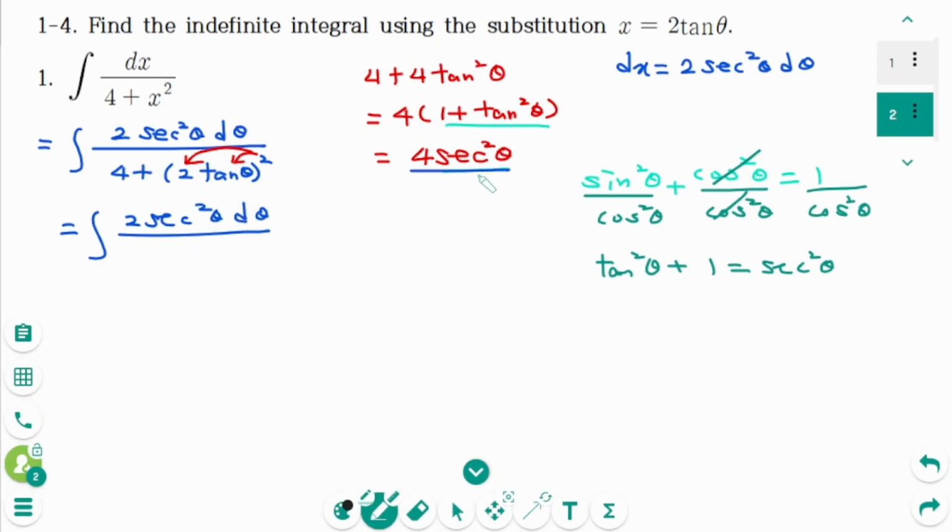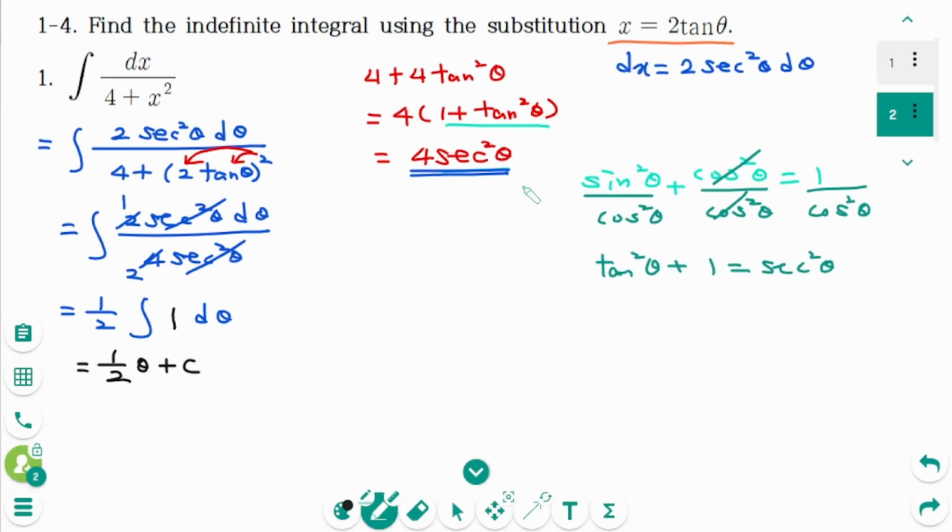denominator 4 secant squared theta equals 2 times 1, 2 times 2, 1 over 2 here. Then secant squared theta is cancelled. d theta, nothing means 1. Then integrate, 1 over 2 times theta plus c.